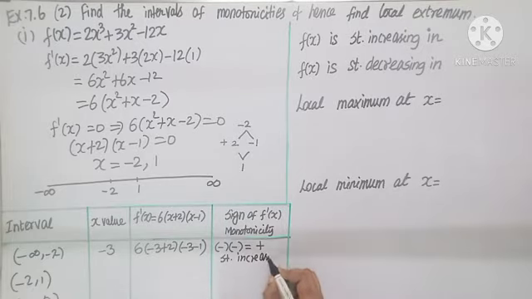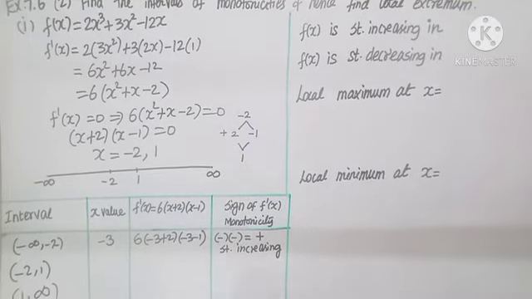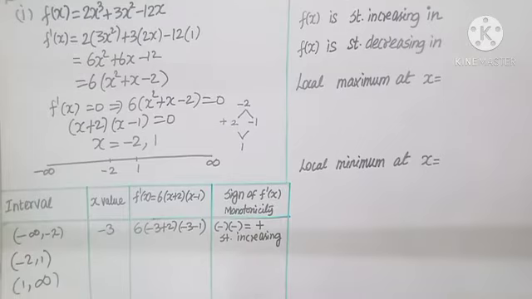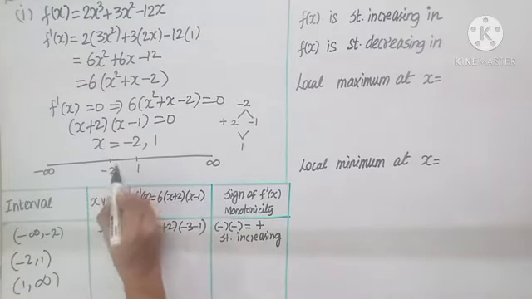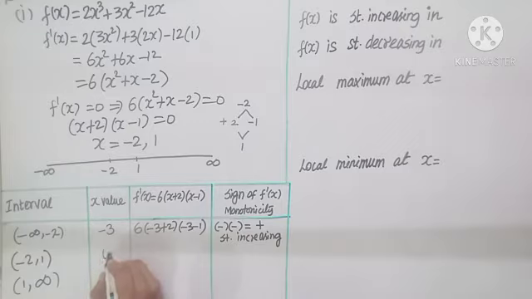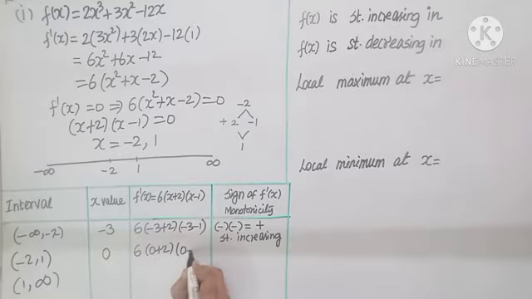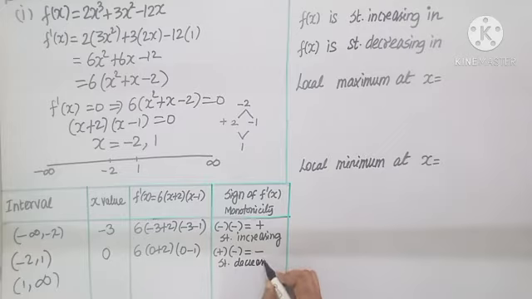In the same way, check the next interval, minus 2 to 1. Negative to positive, definitely 0 is in the middle, so I can substitute 0 in f dash. 6 into 0 plus 2 into 0 minus 1. I get 0 plus 2 positive, 0 minus 1 negative. Ultimately my answer is negative, so I will say strictly decreasing.